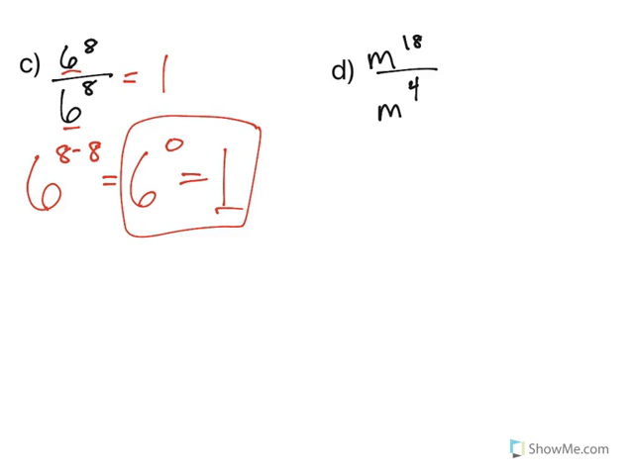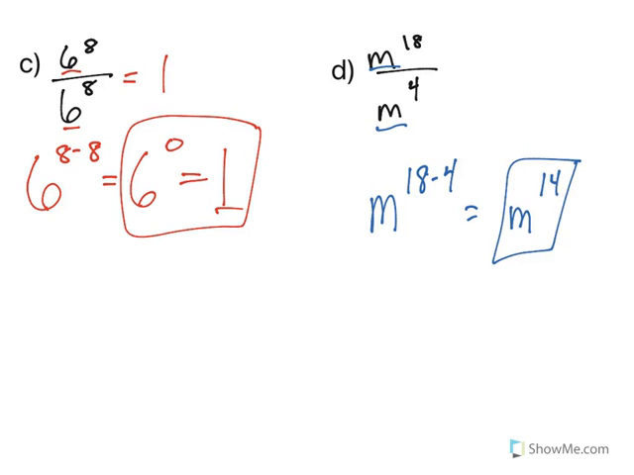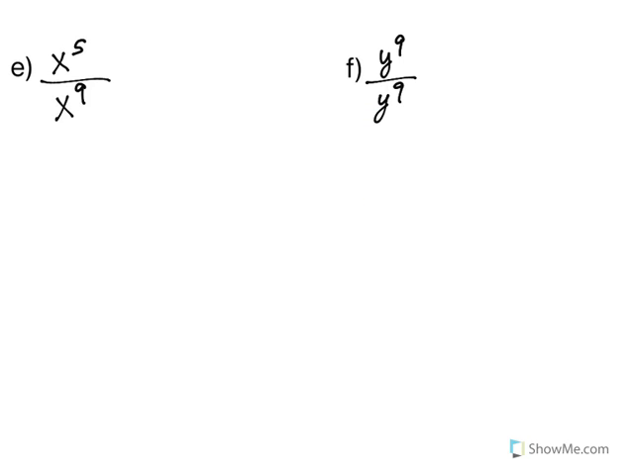Now let's switch and let's go to some variables. So I have m to the 18th over m to the 4th. You'll notice I have the same base. So base stays the same. I subtract my exponents. 18 minus 4 is m to the 14th. Final answer. 2 more with variables, x to the 5th over x to the 9th.